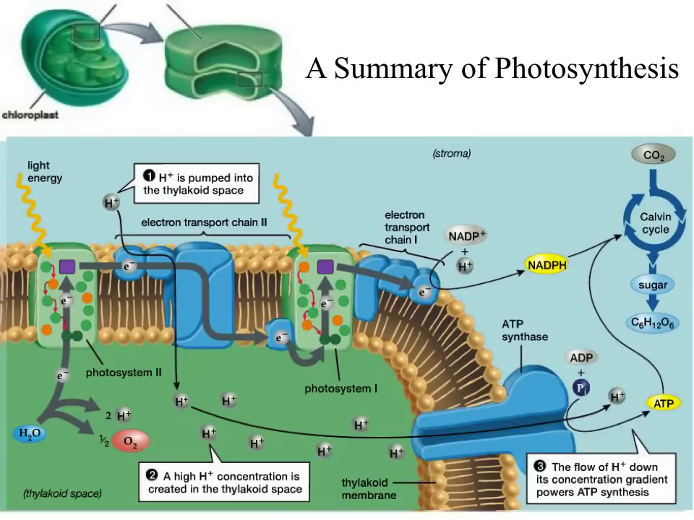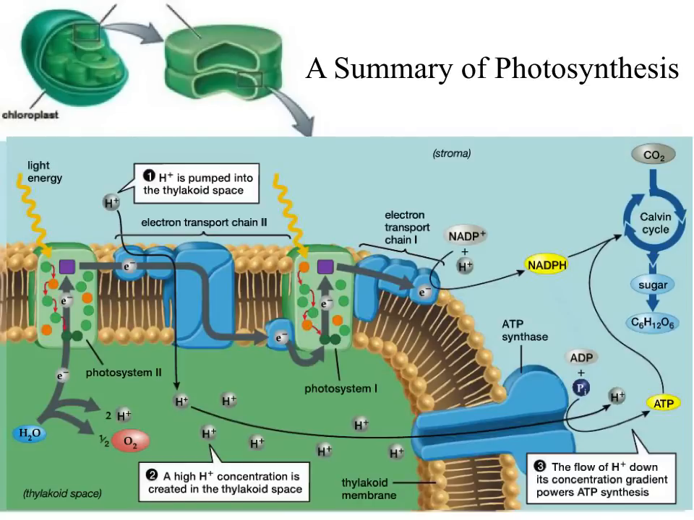Those hydrogens then are going to want to escape, going down the concentration gradient. It doesn't take any energy to go down the concentration gradient. It takes energy to pump against the concentration gradient. And where do we get that energy from? From those energized electrons that just came from photosystem 2.